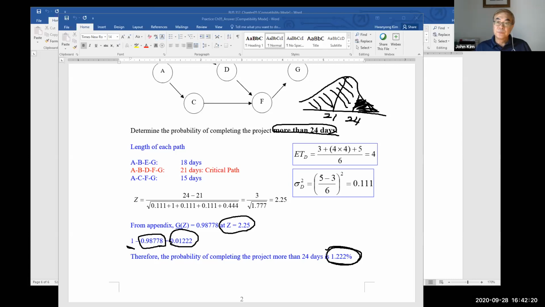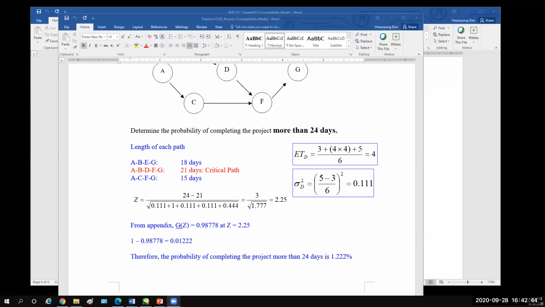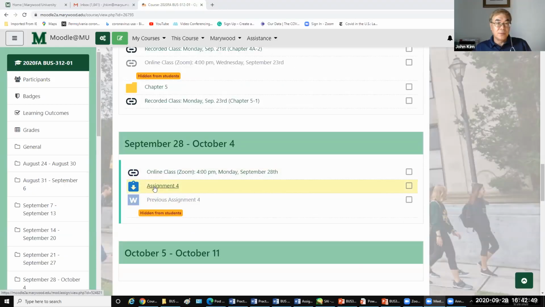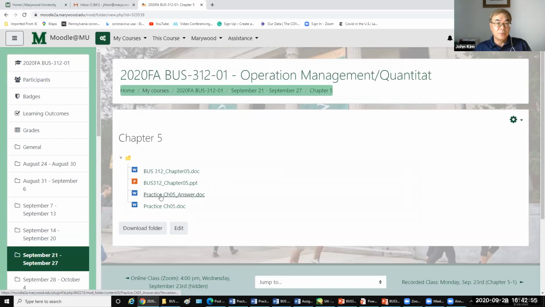Question? Is this on Moodle, like on the page? Which one, this solution? Yes, it's already on Moodle. Okay. And then you have an assignment. The practice problem answer is here on Moodle.